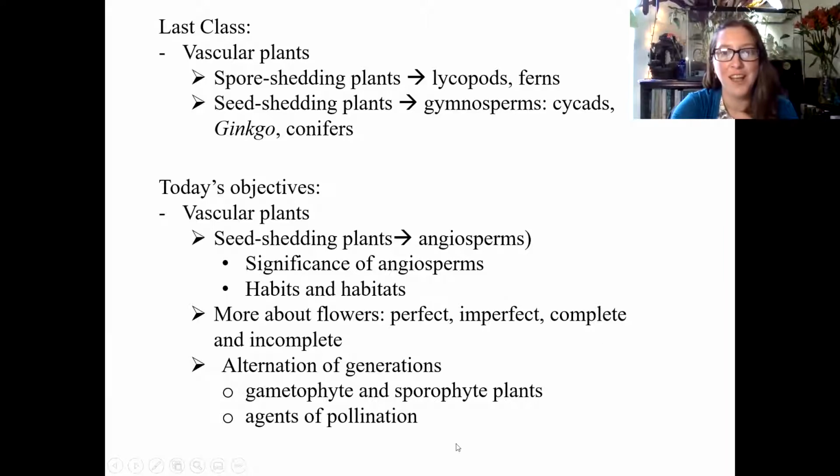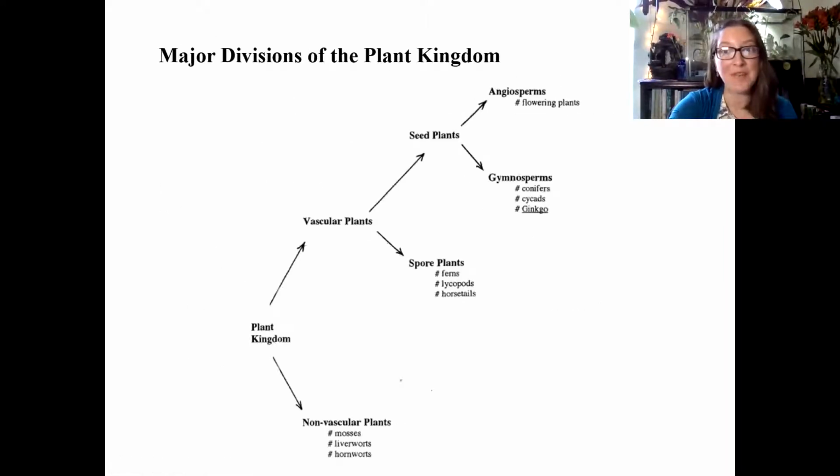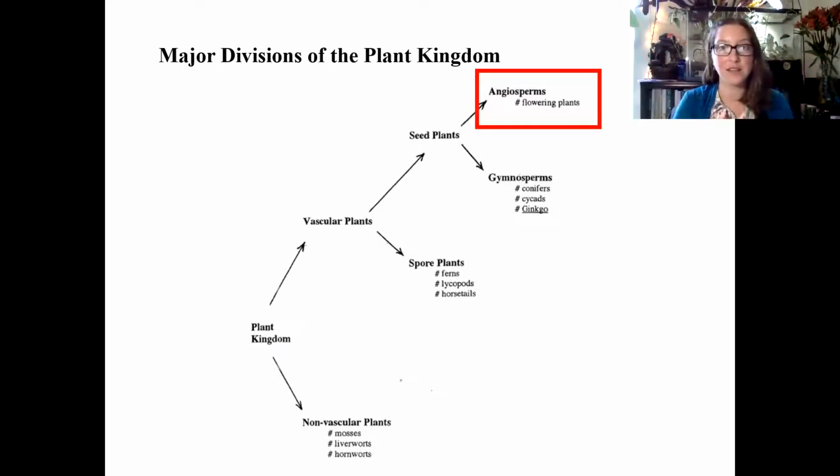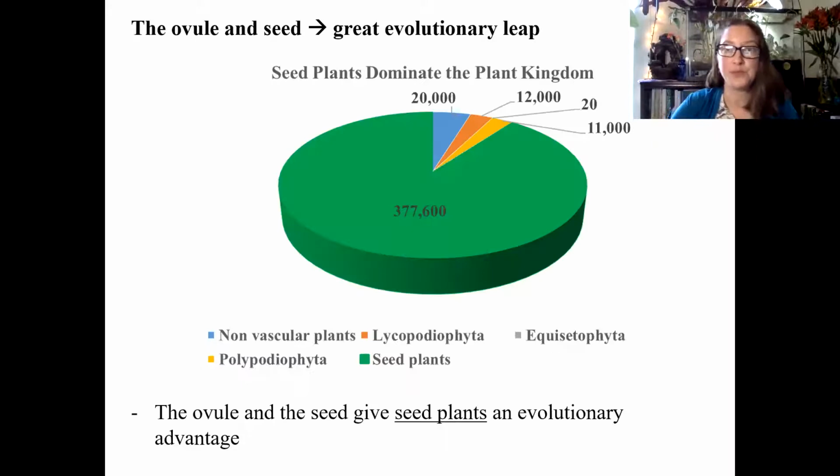Agents of pollination. Okay, so vascular plants. We have covered most of them, right? We already covered the spore shedding vascular plants. We already covered the gymnosperms, and then yay, this is our last stop at the angiosperms. Right, here we go, last stop.